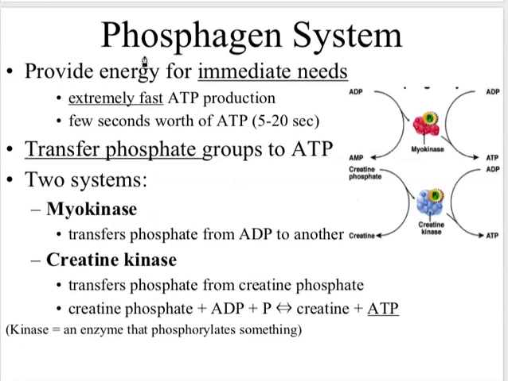The first type is called the phosphagen system, and this works immediately, but it only lasts a few seconds. So there are two different systems within the phosphagen system, but basically both of them are transferring phosphate groups to make ATP. And I will go through each of these below.